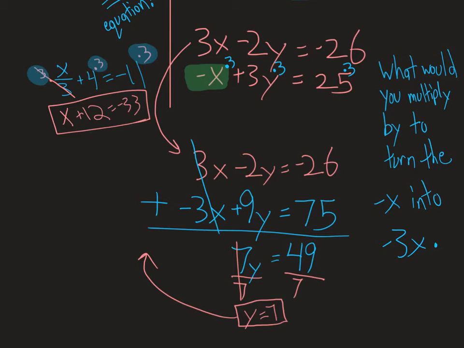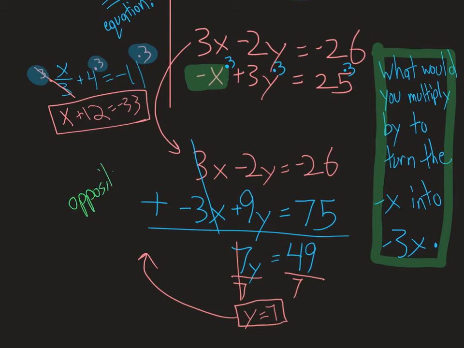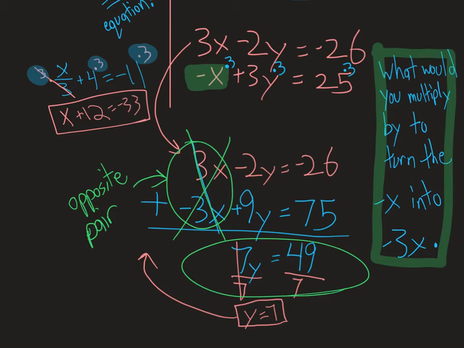The key here is, what would you multiply by to create what I would call an opposite pair in your equations? Okay, opposite pair meaning they're just opposites of each other. 3x and negative 3x, or 10y and negative 10y, or 2x and negative 2x, whatever it might be. You just want to multiply by some value to create an opposite pair, and by so doing, the elimination, when you combine the two equations, you'll eliminate a variable, and you can easily solve for the remaining variable.